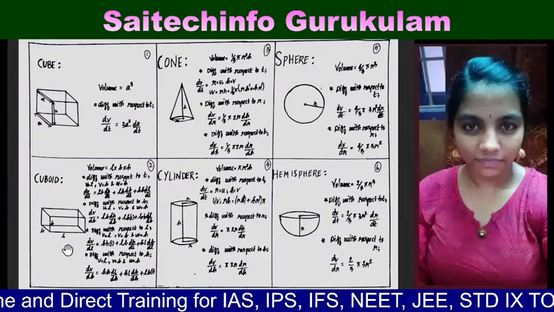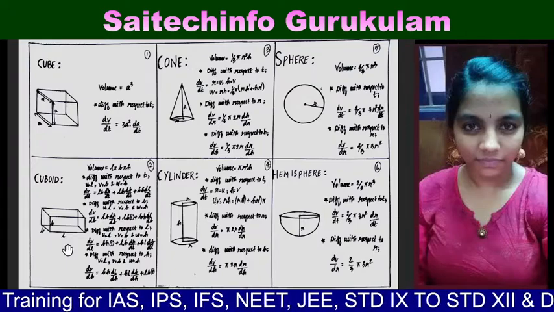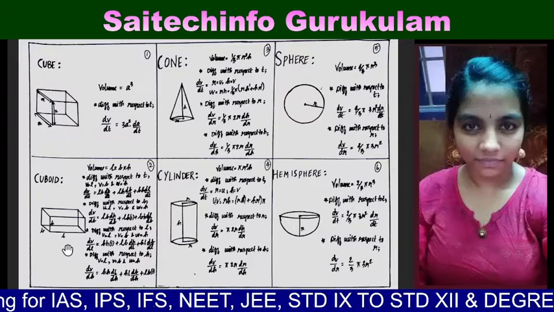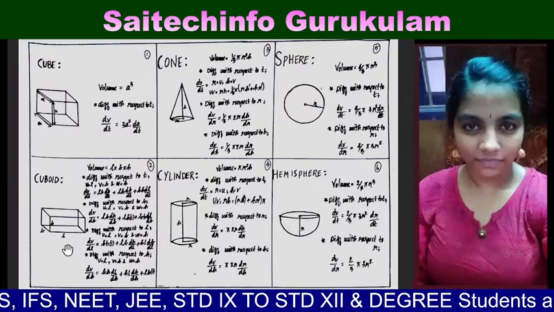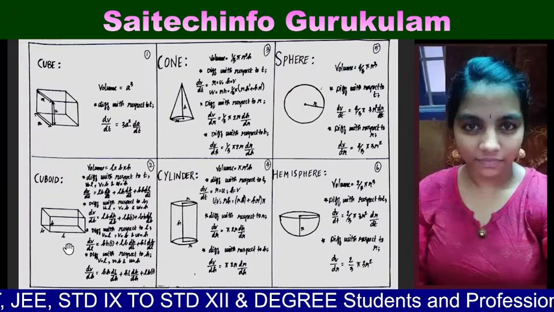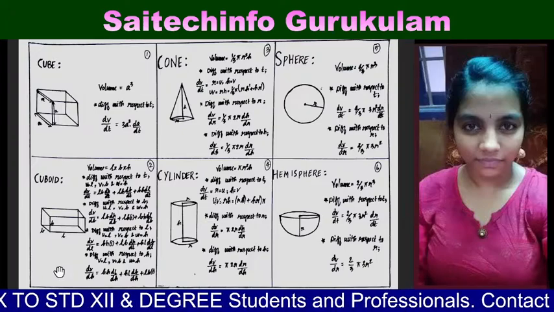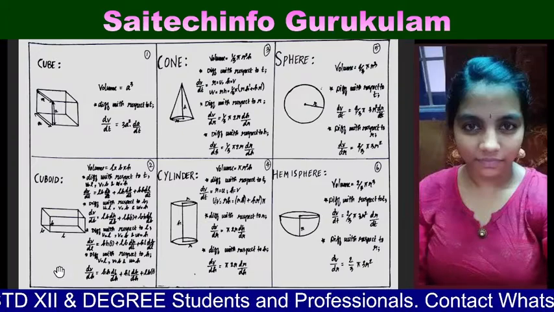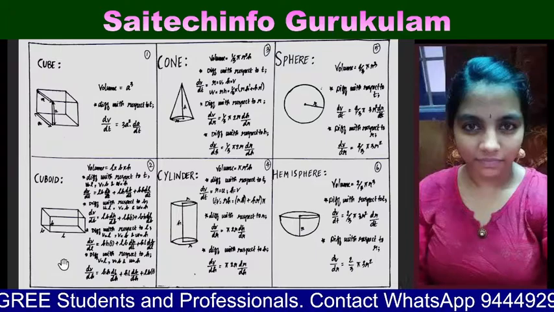Differentiate with respect to L. The same procedure, u v w. dV by dL is equal to BH into 1 plus LB into dH by dL plus HL into dB by dL. Next we differentiate with respect to H. Same procedure, u v w. dV by dH is equal to BH dL by dH plus HL dB by dH plus LB into 1.